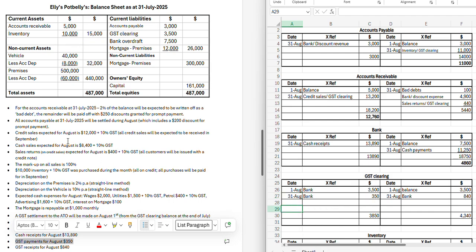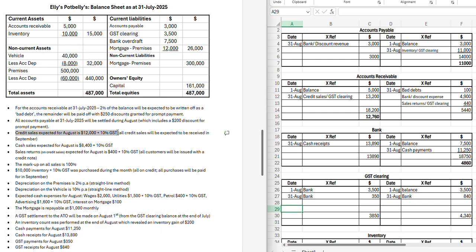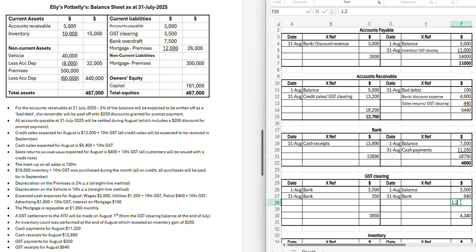Okay, we're not done. Let's go back up to the 3rd point here. We had some credit sales and there was a GST impact on that. So that GST that we charge to our credit customers, we will have to collect that and then forward that to the ATO. So 10% of 12 grand is 1,200, increasing our GST liability, so that's a credit entry. Our cross-reference is accounts receivable. That's where we're going to get those funds from.